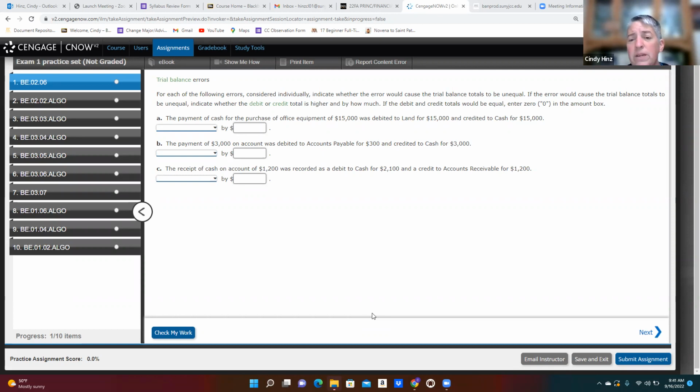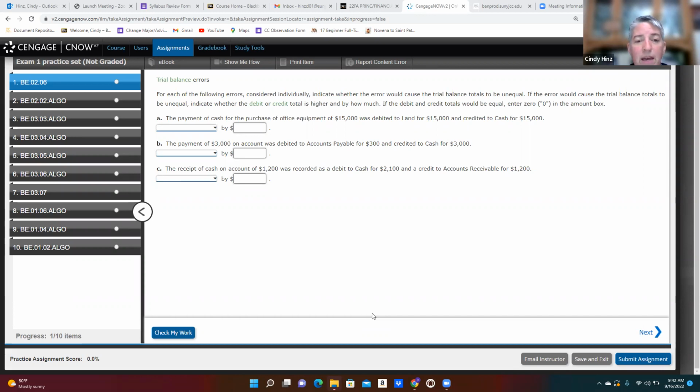And so we know the only thing that will throw the trial balance off is if we make an entry where the debits and credits are not equal. Anything else can still be wrong, but not show up in the trial balance. The trial balance only shows us if our total debits and credits are the same. So if the error would cause the trial balance totals to be unequal, indicate whether the debit or credit total is higher and by how much. If the debit and credit totals would be equal, enter 0 in the amount box.